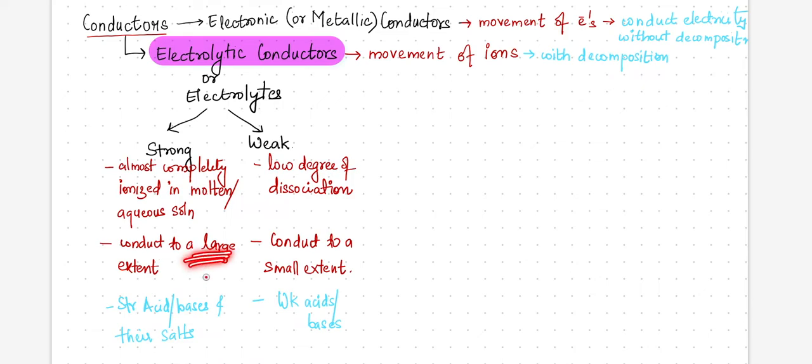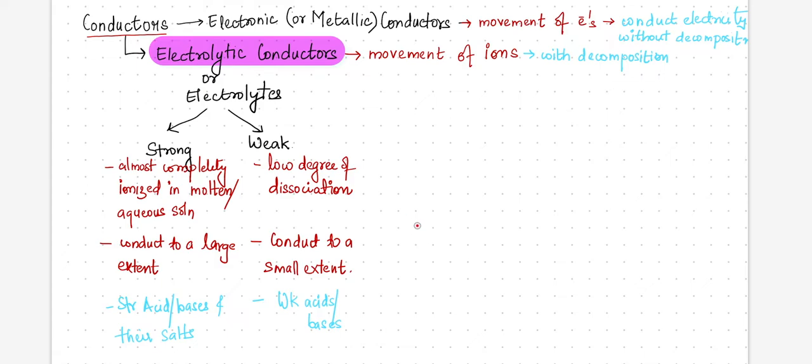Now, in comparison to the strong electrolyte, weak electrolytes have a lower degree of dissociation, and therefore the number of ions generated is very small, and we have the conduction happening to a small extent. If you compare the examples, all the strong acids and bases and most of the salts fall under the criteria of strong electrolytes. However, weak acids and weak bases mostly come under the category of weak electrolytes.